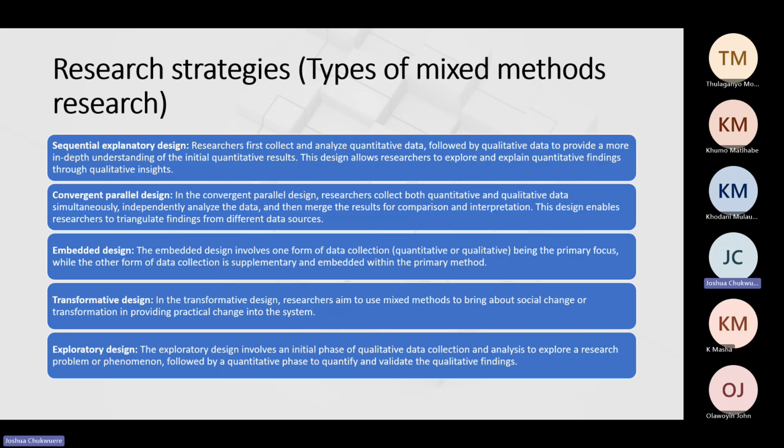You use your transformative design to bring that kind of change. You have your exploratory design, which involves an initial phase of qualitative data collection and analysis to explore a research problem, followed by the quantitative to justify or validate your findings. You have collected the first one, use this one to validate that. And that becomes your exploratory research design strategy. Guys, are we following?